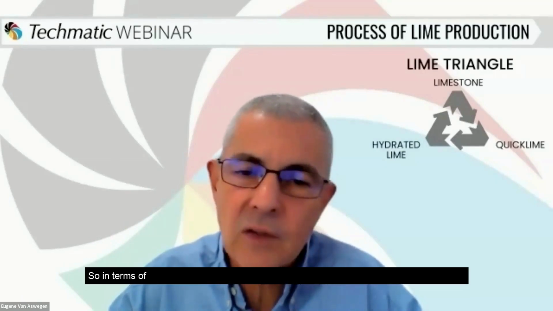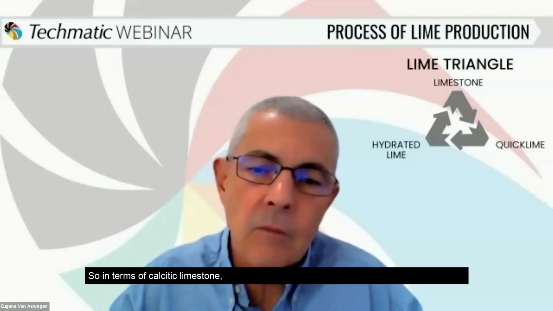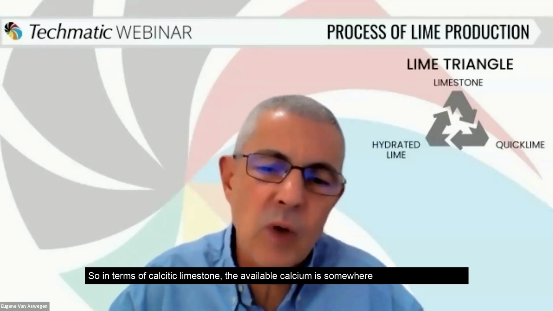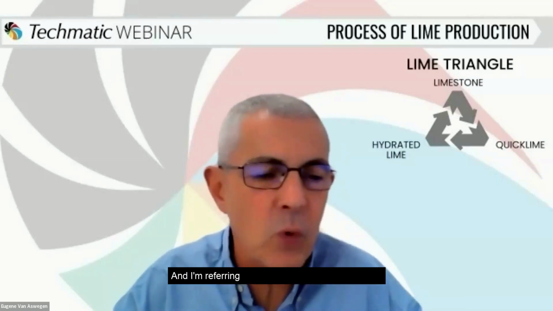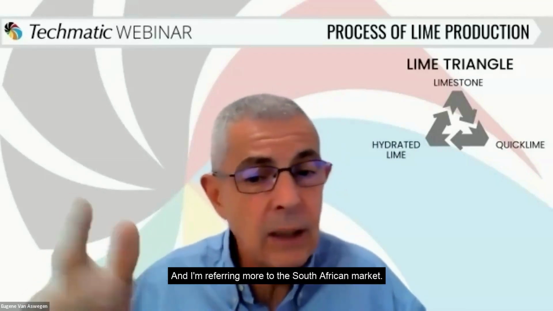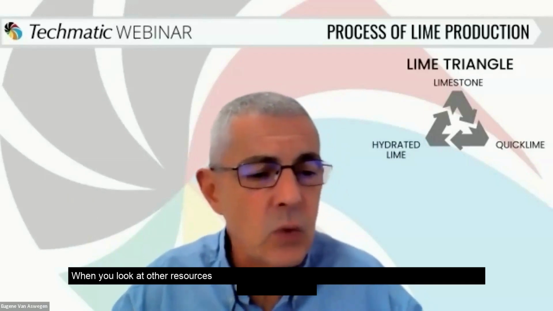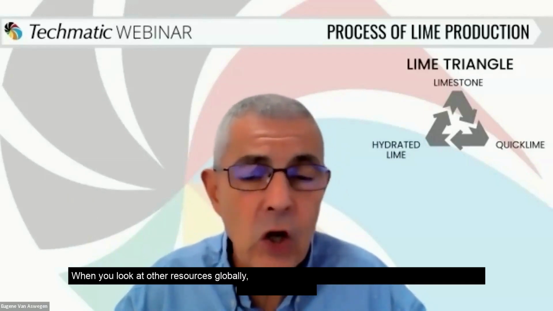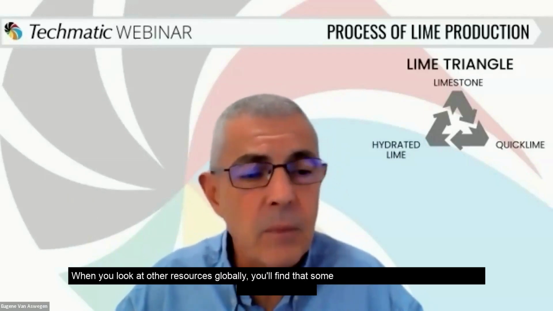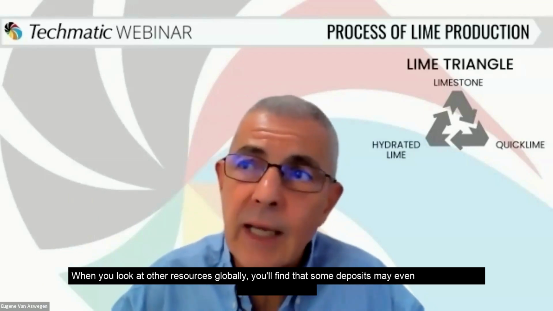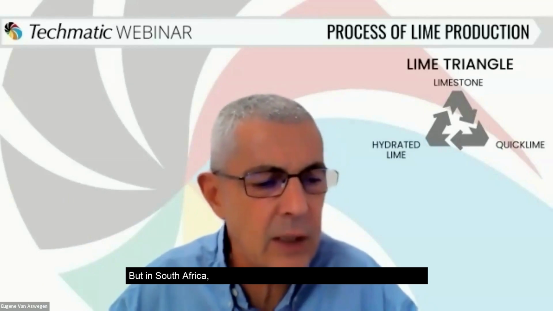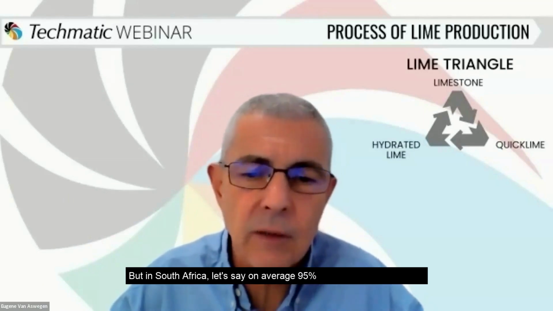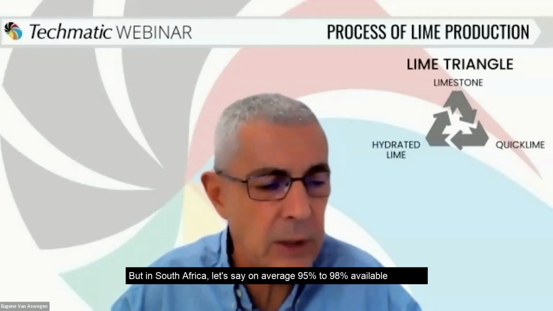So in terms of calcitic limestone, the available calcium is somewhere between 95 and 98%. And I'm referring more to the South African market. When you look at other resources globally, you'll find that some deposits may even have up to 99% available calcium. But in South Africa, let's say on average 95 to 98% available calcium.